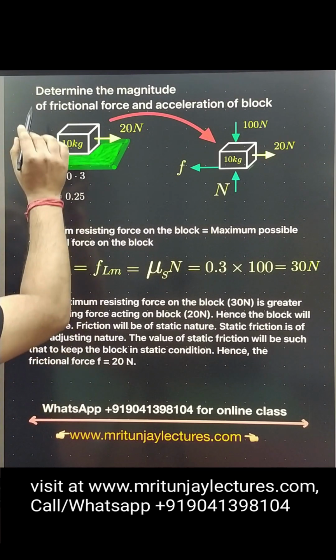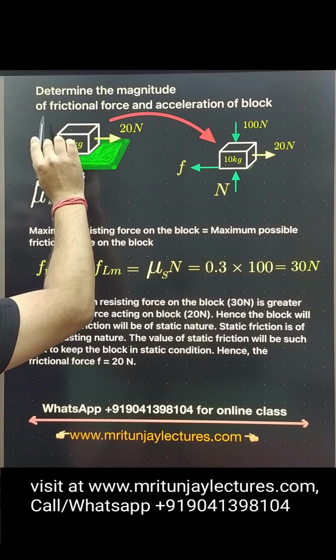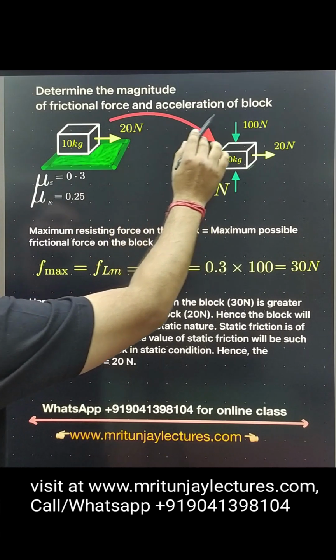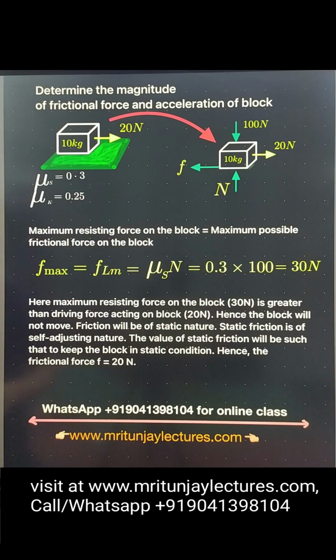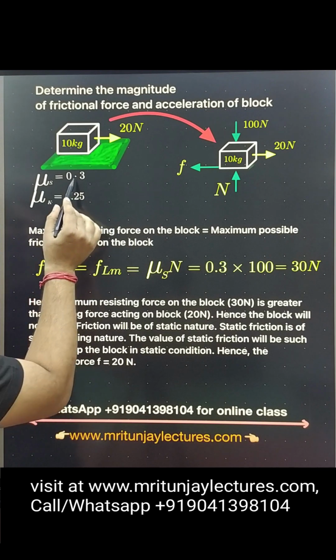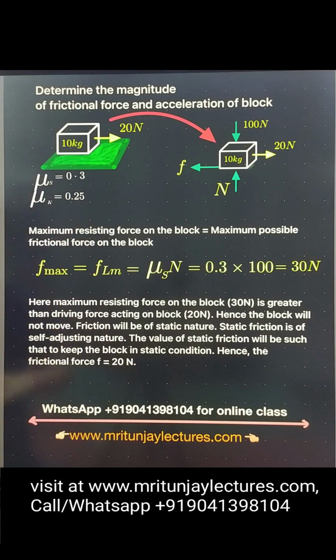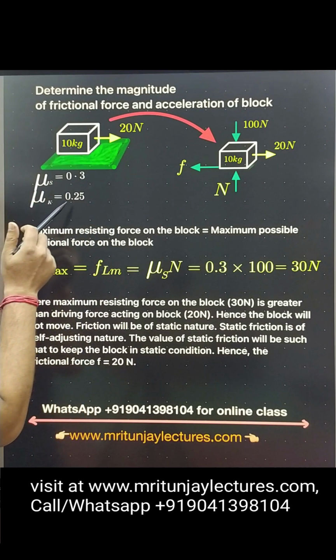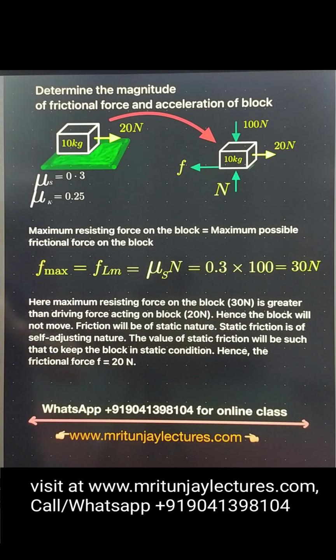Now, question of the day. Our motto: determine the magnitude of frictional force and acceleration of the block. So how can we determine? First of all, here mu s is 0.3 and mu k is 0.25. Mu s means coefficient of static friction, and mu k, 0.25, is coefficient of kinetic friction.